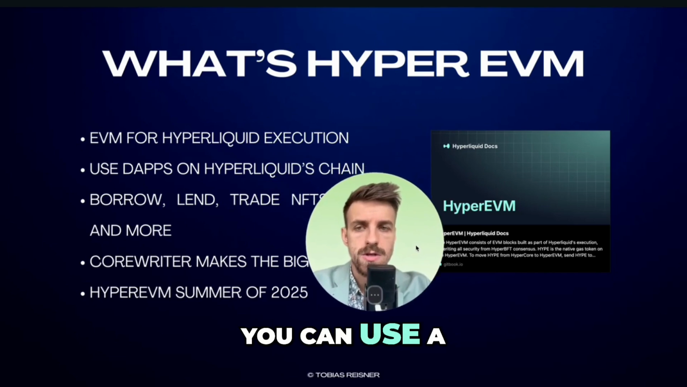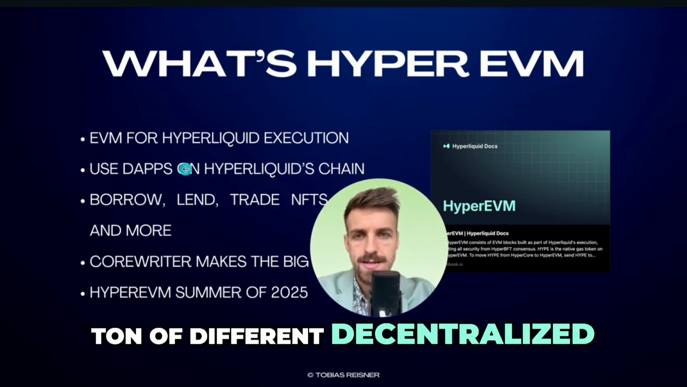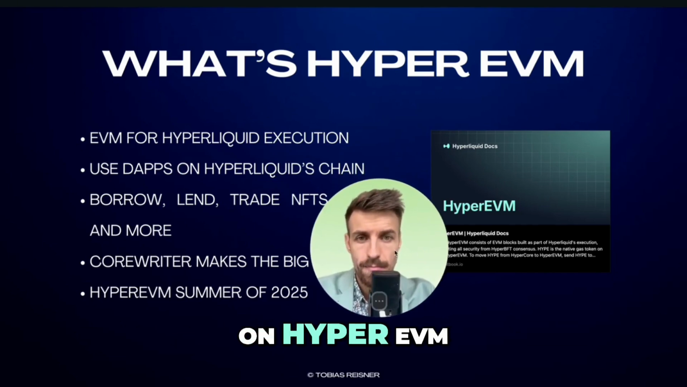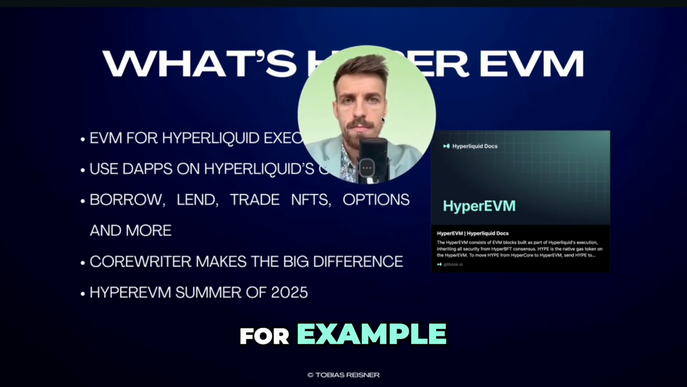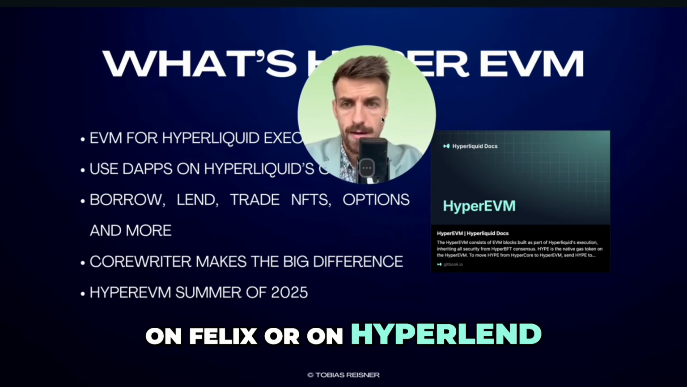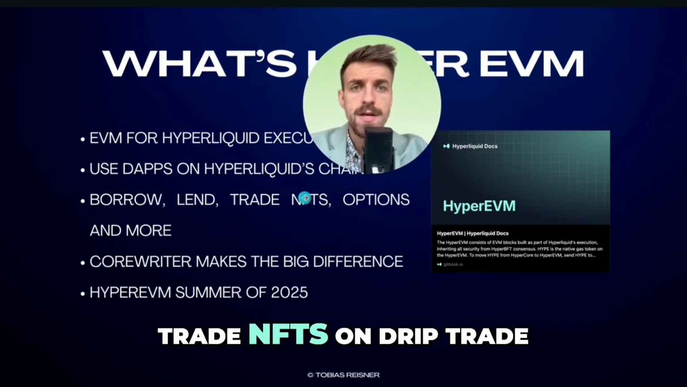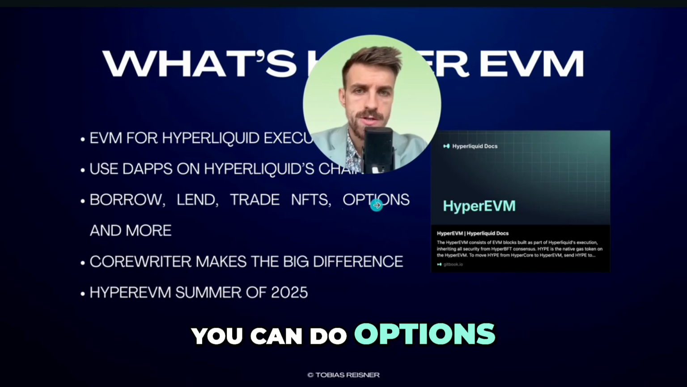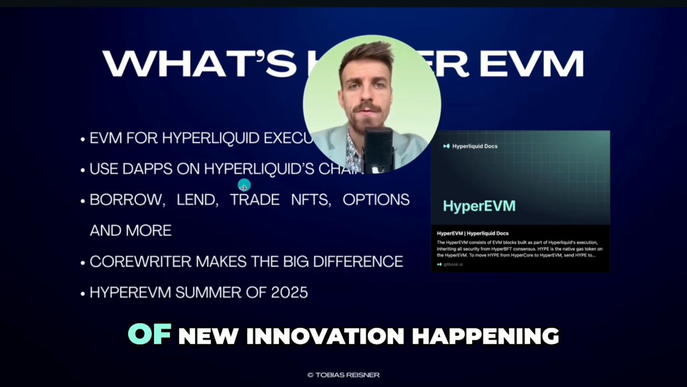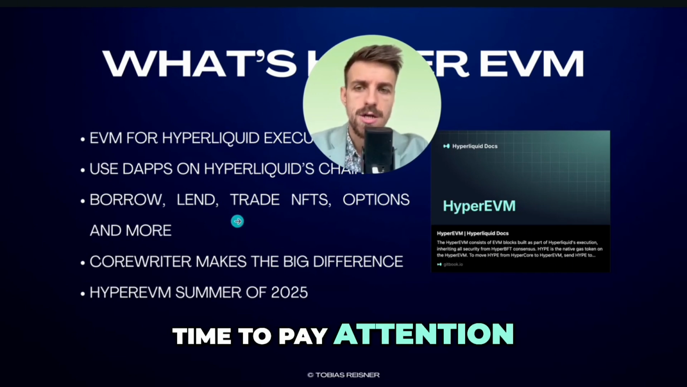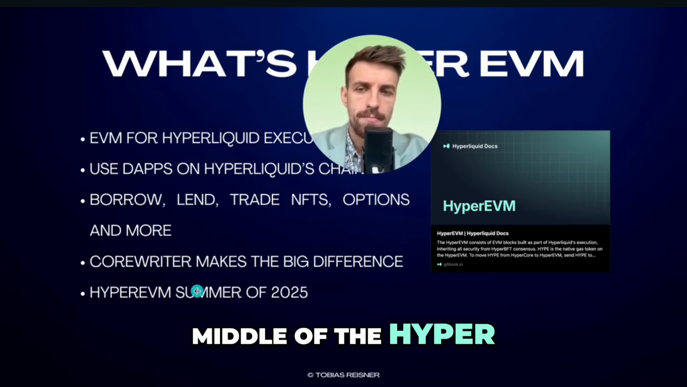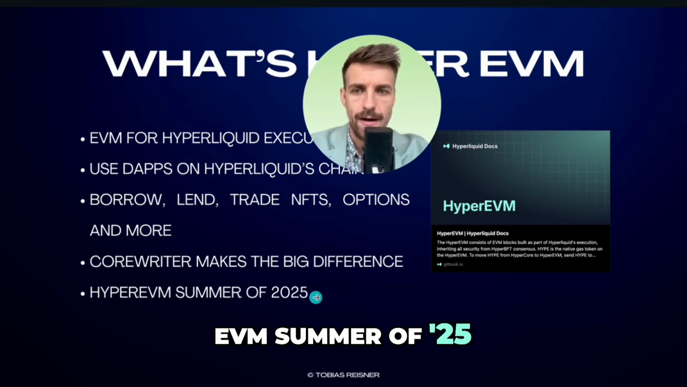You can use a ton of different decentralized apps on HyperLiquid, on HyperEVM. You can borrow against your Hype. You can do this, for example, on Felix or on Hyperland. But you can also trade NFTs on Drip Trade. You can do options on Rysk protocol. So there's a lot of new innovation happening, and it's really now time to pay attention. We are in the middle of the HyperEVM summer of 25.